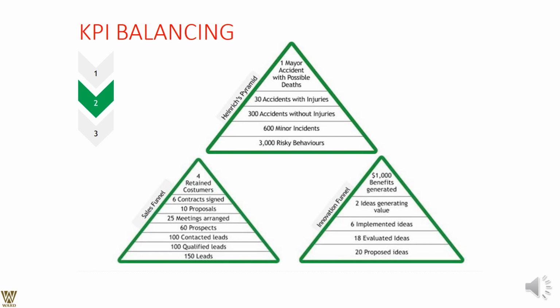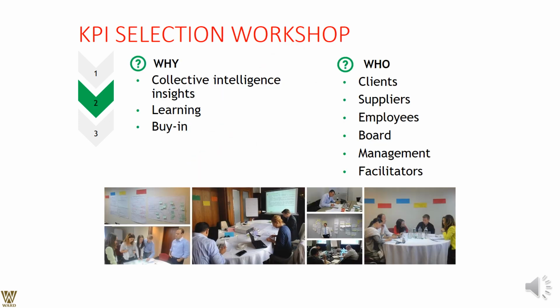So continuing with the same example, this is what the sales funnel will tell me. This will give me the Heinrich pyramid as per the number of accidents with or without injuries, the minor incidents, and so on and so forth. As for the sales funnel, it covers the number of consumers, the contracts signed, the proposals, the meetings arranged, the prospects, and so on. As for the innovation funnel, it is the amount of funds being generated, the ideas being generated, implemented, evaluated, and so on. This is what KPI balancing is all about.